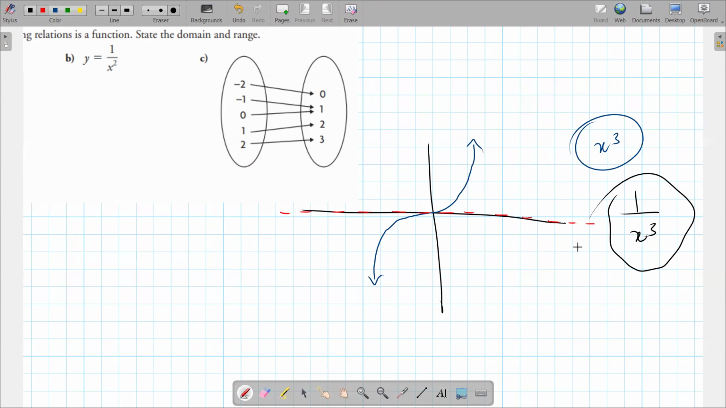What about a vertical asymptote? Is there a vertical asymptote for this? For this function, is there any value of x that would give you a 0 in the denominator? That's what a vertical asymptote is. What value of x gives you a 0 in the denominator? What is it? It's 0. Yeah, exactly. So there's also going to be a vertical asymptote.